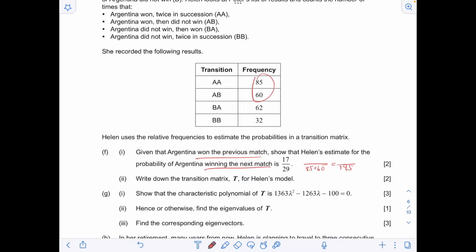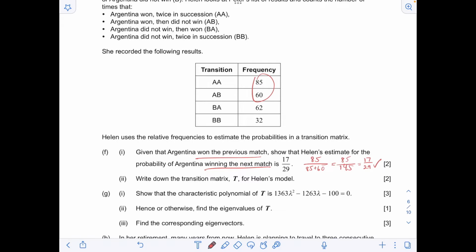And winning the second match, the following match, happened 85 of those times. So 85 over 145 reduces to 17/29. And we have found that probability.